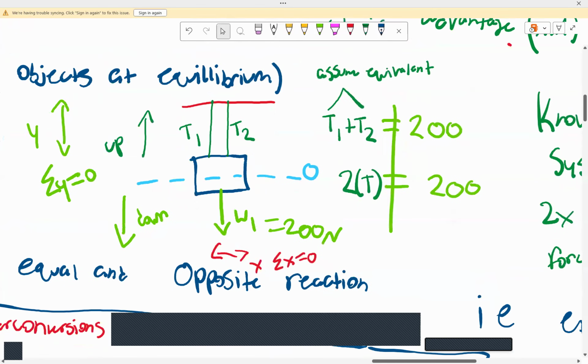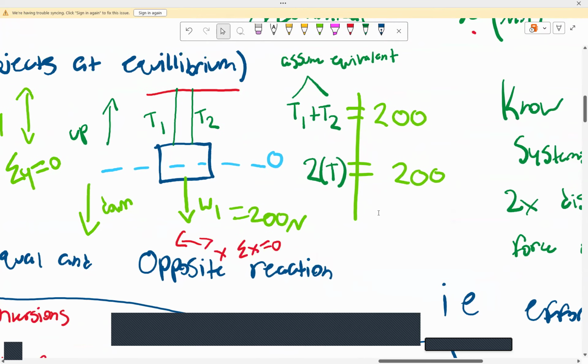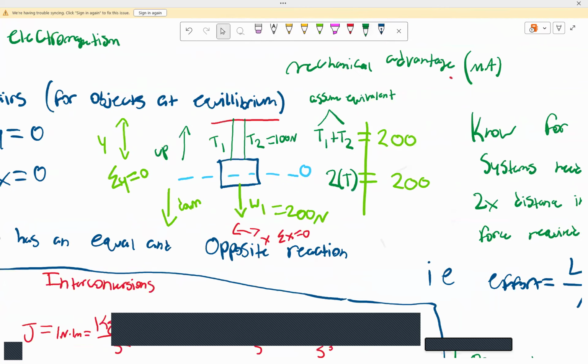So assume that these two cords are equivalent in all nature. They're made of the same material, same length. So T1 plus T2 is equal to 200 newtons, which is what that weight force is. So you could just divide 200 by 2, and that is how much the tension force of each cord is. So it's 100 newtons each, because there's two of them, you have to divide by 2.